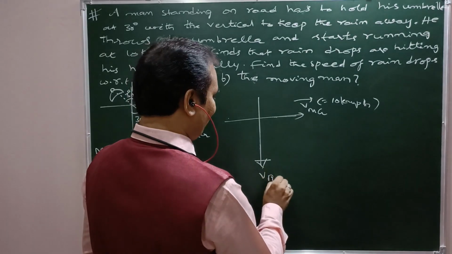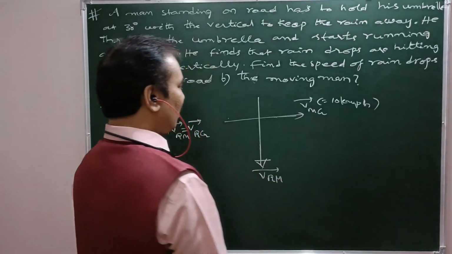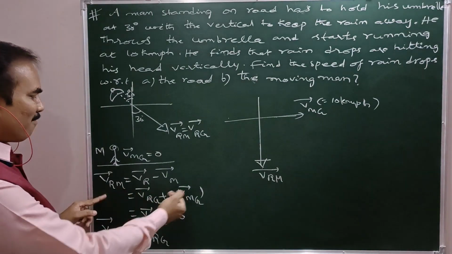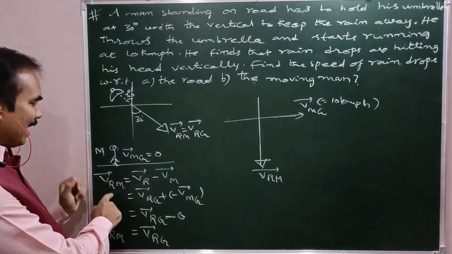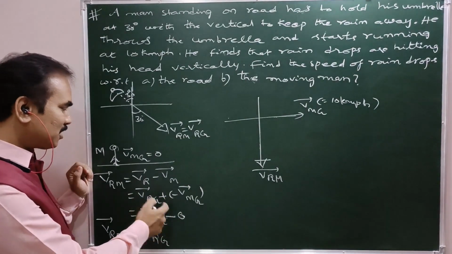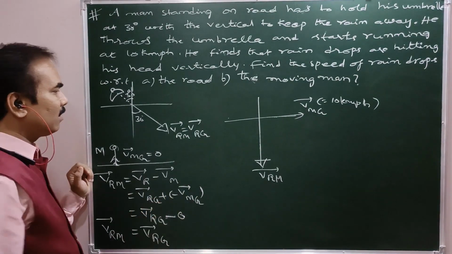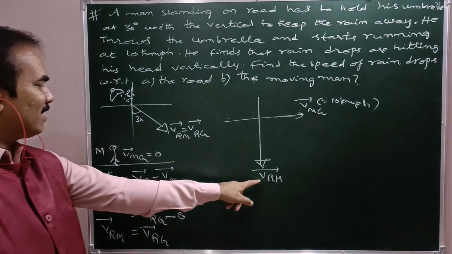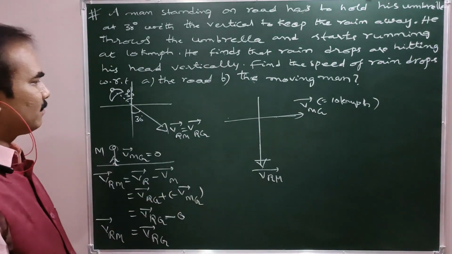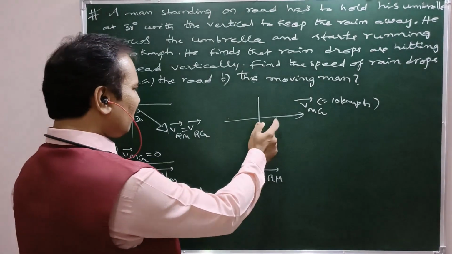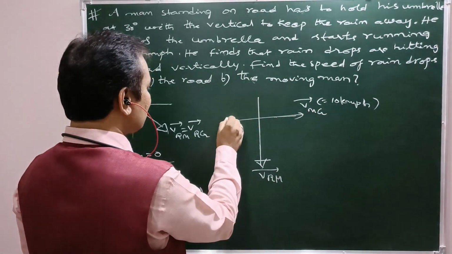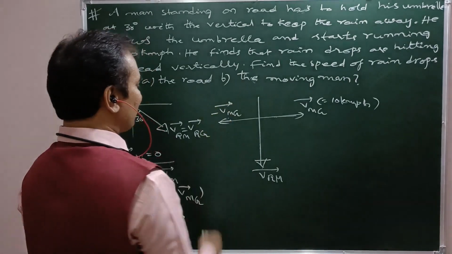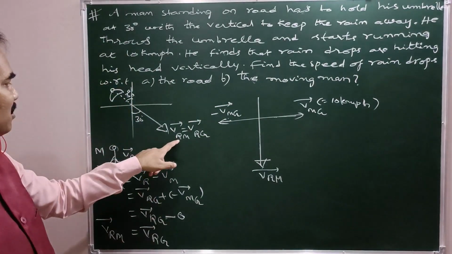So velocity of rain with respect to man means VR bar plus or minus VMG bar. See, VRM is the resultant of these two vectors, VRG and VMG. Where is VRM? This is VRM in this case. Now make VMG reverse, so you will get minus VMG.